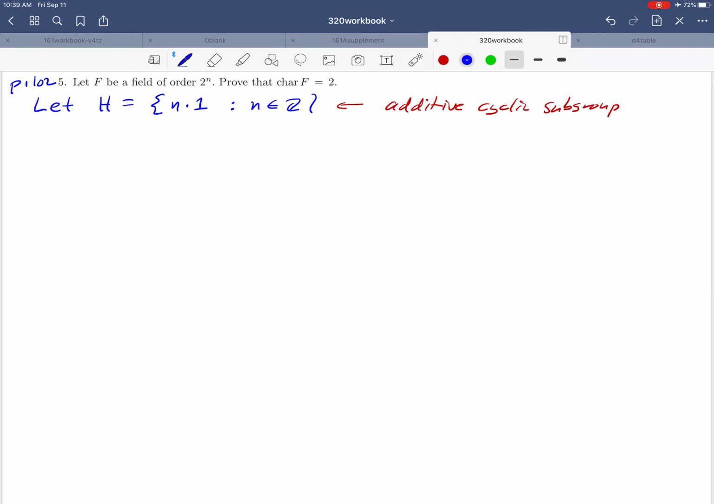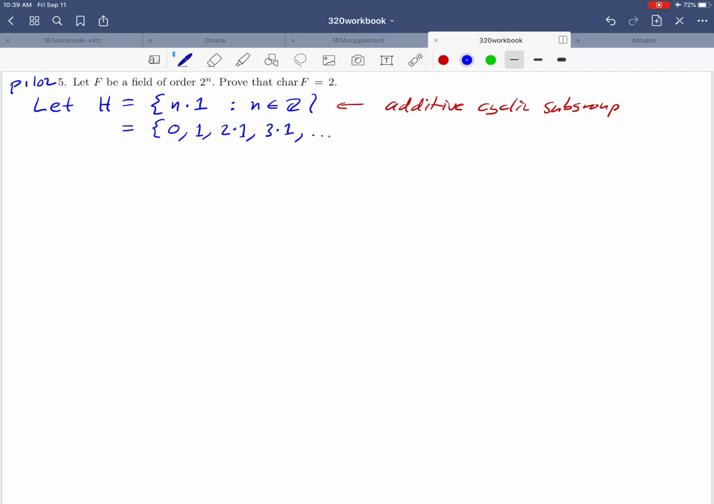In particular, it's the additive cyclic subgroup generated by 1, because if we write this out, what we're going to get is the additive identity, and then 1, and then 2 copies of 1, i.e. 1 plus 1, 3 copies of 1, and so on. And here's my question to you. Is it possible that this process goes on forever and we get infinitely many things in the set H?